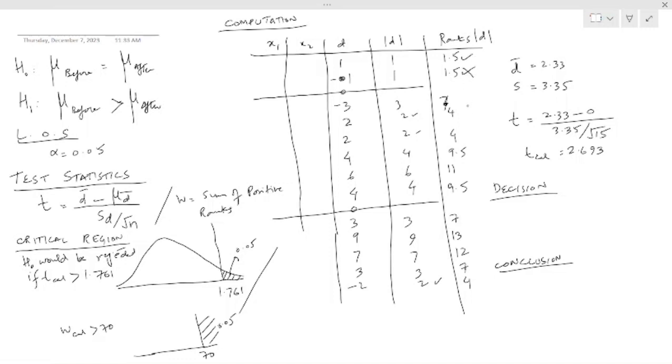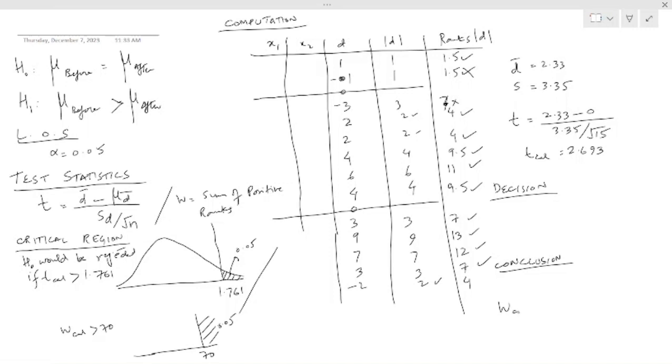And now we mark a tick across the ranks that are positive, because as per the formula we need to consider only the positive ranks. So 13 and 12 gives us 25, 25 and 7 gives us 32, 32 and 7 gives us 39, 39 and 8 gives us 47, 47 and 10, 57, 57 and 11 gives us 68, 68 and 4 is 72, 72 and 4 is 76, and that's 78.5.